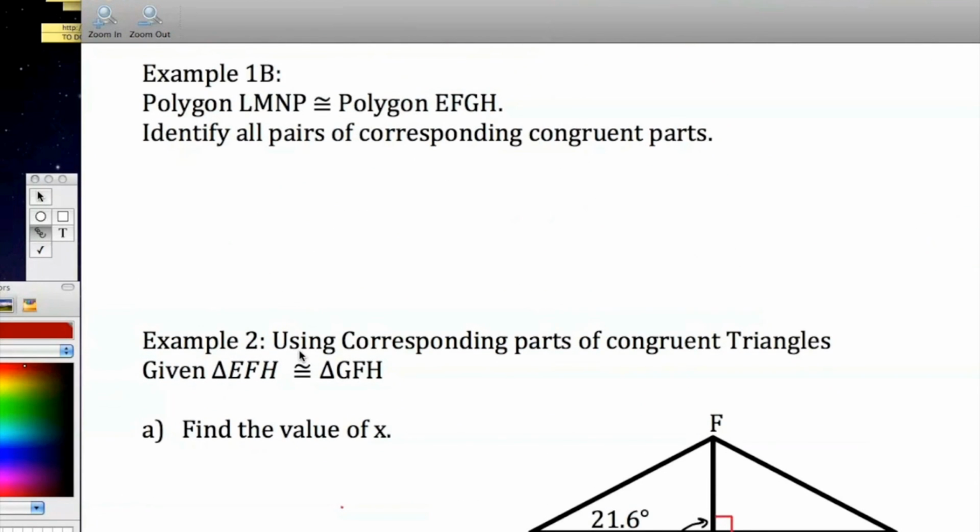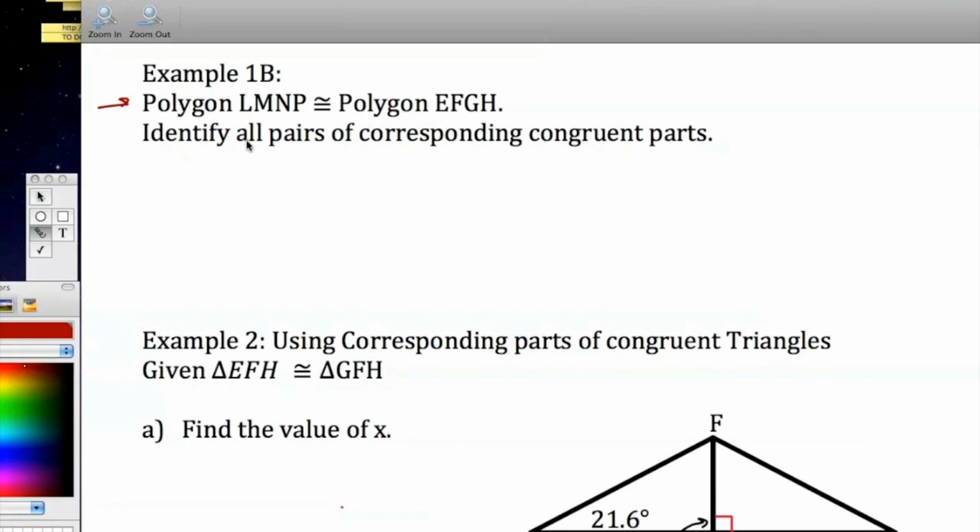I want you to identify all pairs of corresponding congruent parts simply using this statement here. Okay? So pause it, see if you can do this. If you have questions about it, ask them in the margin. I am going to go ahead and roll straight on through this. Okay, guys? Now, let's look.